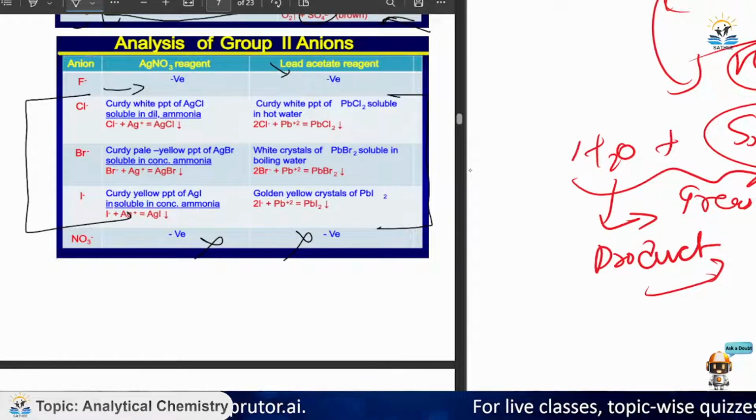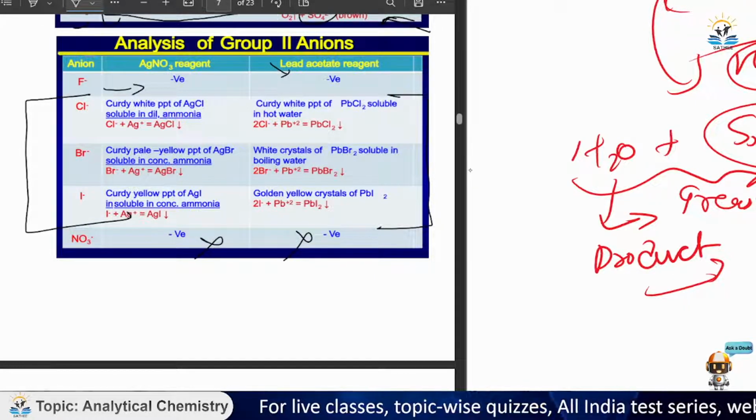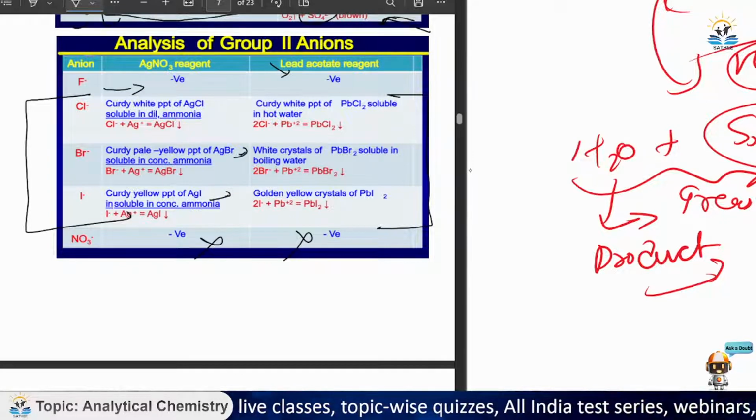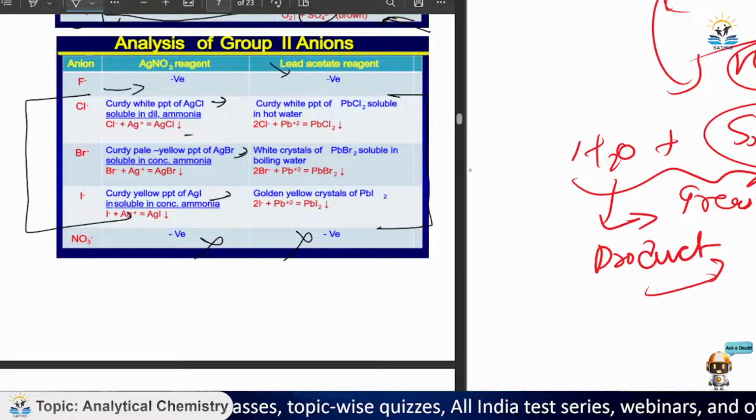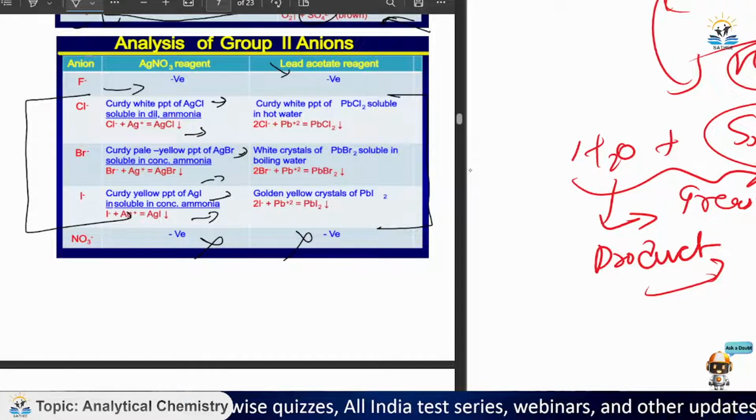Now, chlorine will form curdy white PPT of AgCl. Bromine will form curdy pale yellow PPT of AgBr. Iodine will form curdy yellow PPT of AgI. You can just remember the color only. Forget about the chemical reaction; I think you can easily write it.